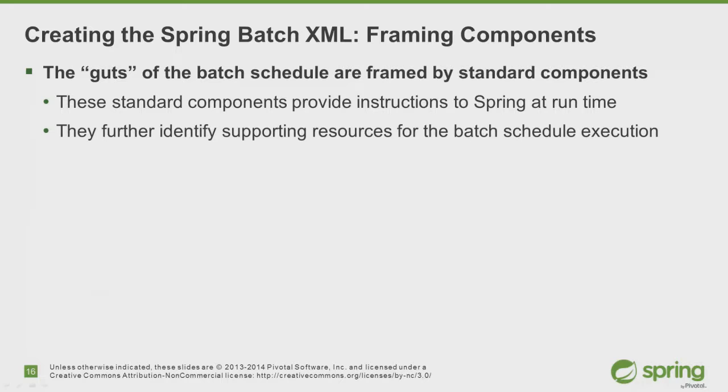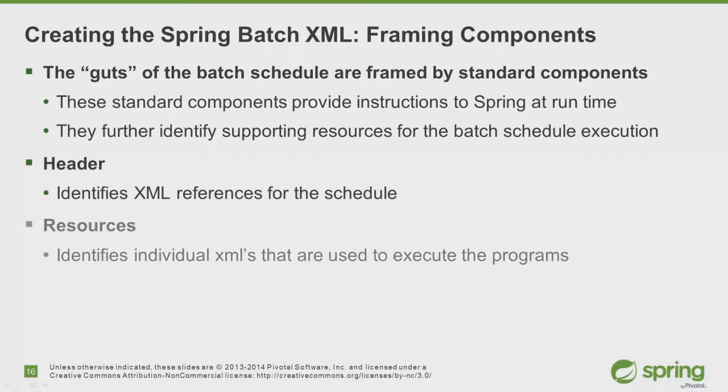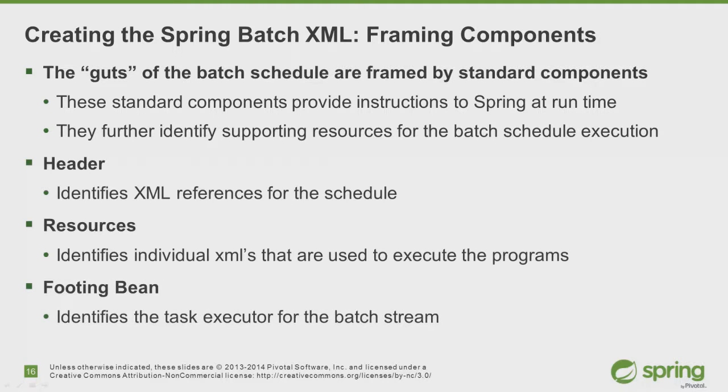The part that actually controls execution has parts of the XML that come both before and after it. These are standard components that provide instructions to Spring at runtime, and they also identify other resources that are required to actually execute the batch schedule. So the header itself in the Spring Batch XML identifies the references for the schedule, and it identifies the resources that are needed to execute the schedule, where resources are individual XMLs that are executed and that actually drive the particular programs that will process the data. And then there's a footing bean that identifies the task executor for the batch stream.